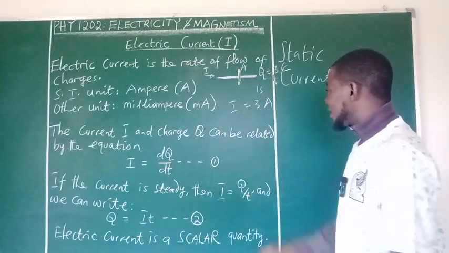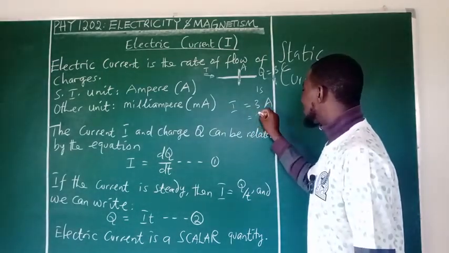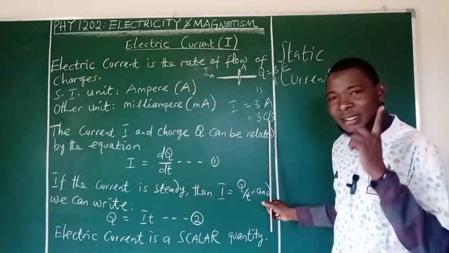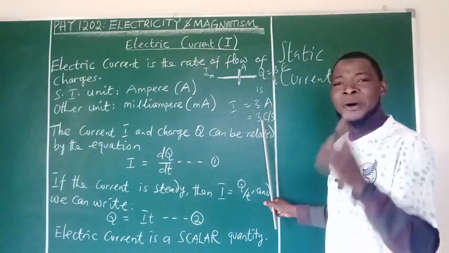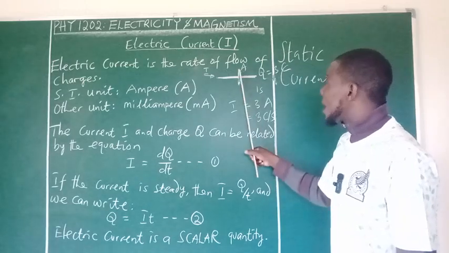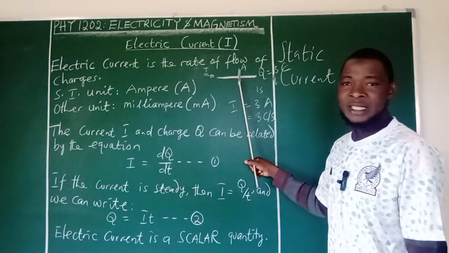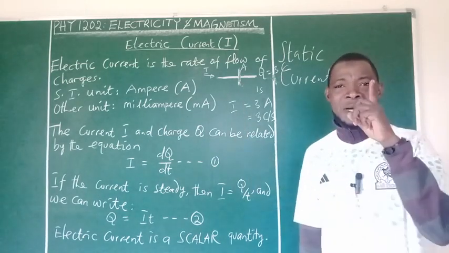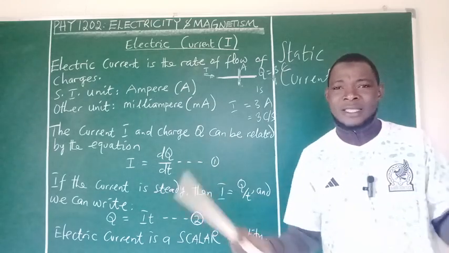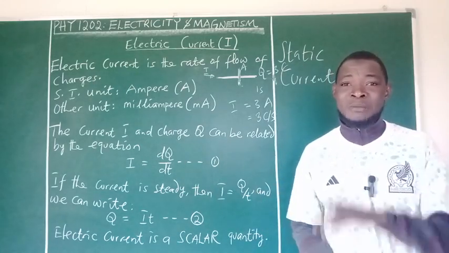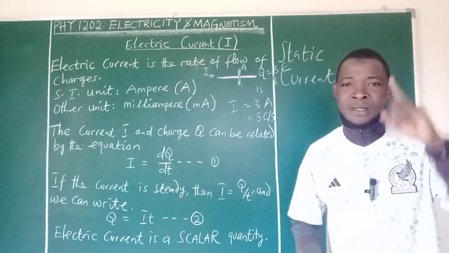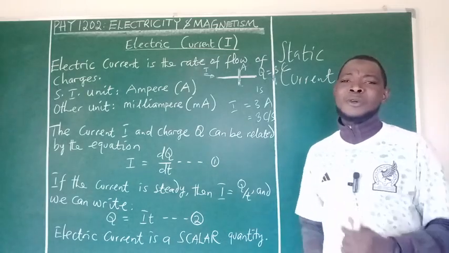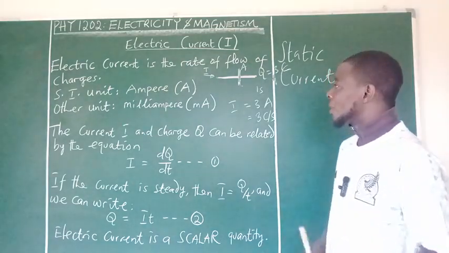Can you see? 3 amperes. And this 3 amperes means 3 coulomb per second, meaning after every 1 second, 3 coulomb of electric charges pass through this point A. This measurement is what we call electric current. You want to know after every 1 second, what is the amount of charges in coulomb passing through a given point. This measurement can be constant. It can also be fluctuating.